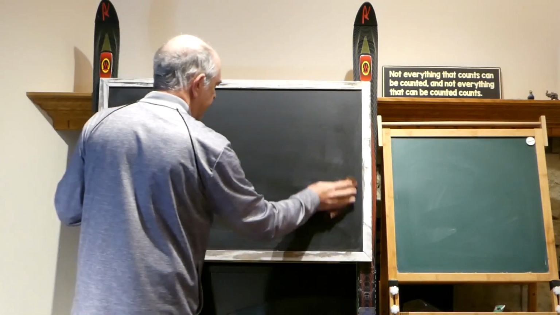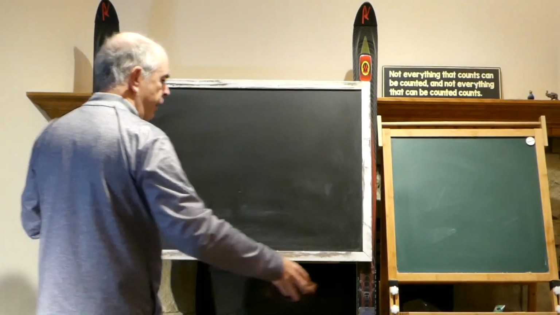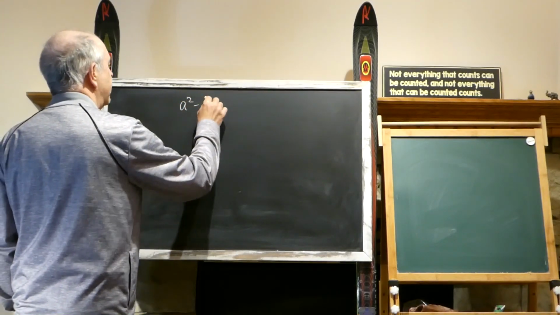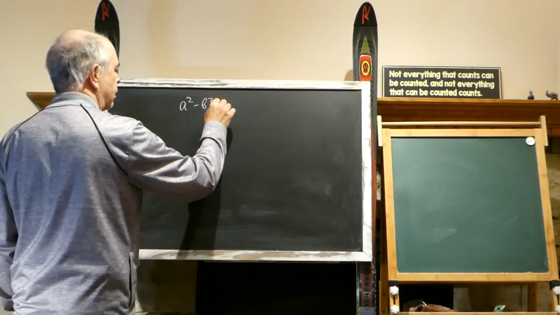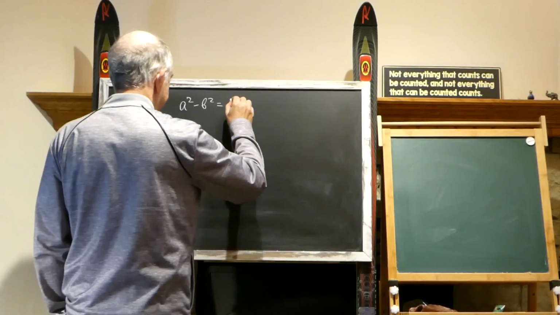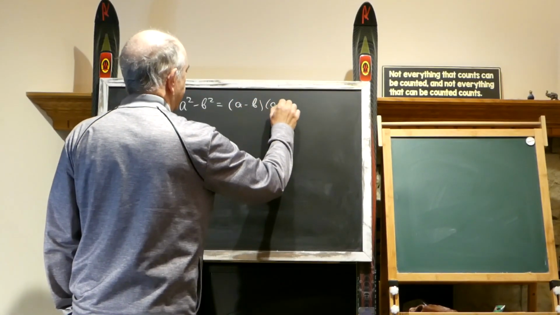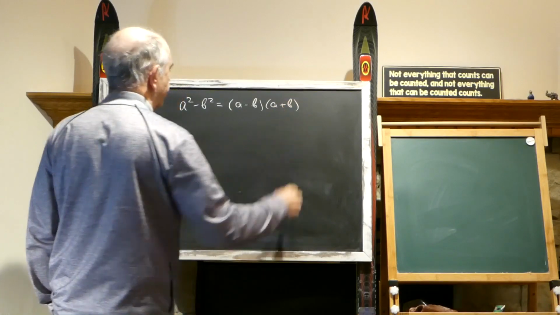Right? This is like transformations. Another transformation that comes to mind is a squared minus b squared. And you should remember immediately that this is (a minus b) multiplied by (a plus b).